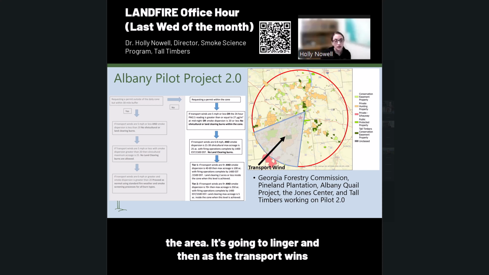It's going to linger. And then as the transport winds improve or your smoke dispersion improves, you can burn more and more acreage. So the idea behind this tiered approach was, you could see these properties outlined here. Some of these properties are really large and they have a burn crew behind them. But we also have a lot of private landowners. Remember earlier I said about 80% of the land in this area is privately owned, and they manage their land with fire too.